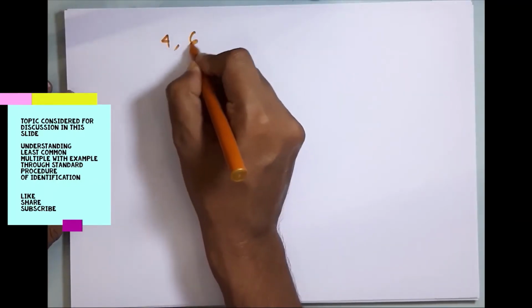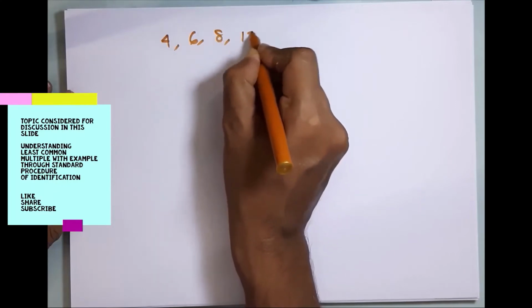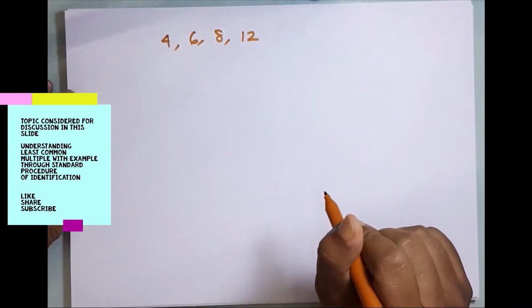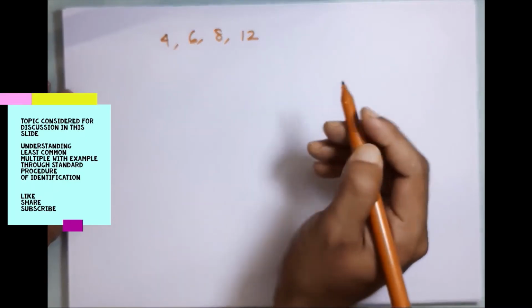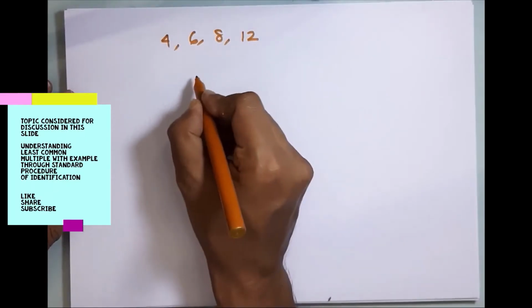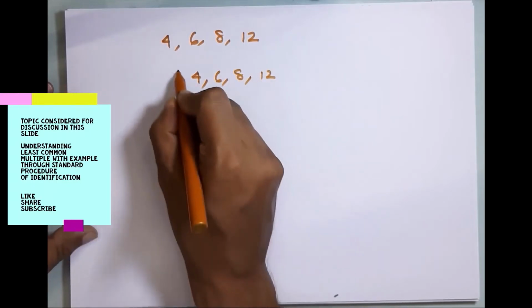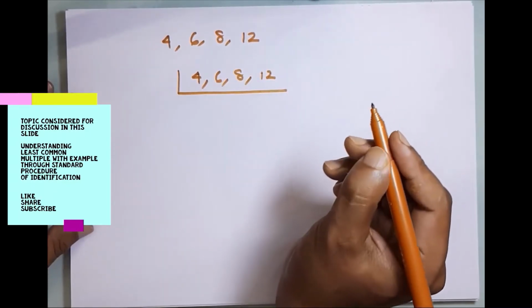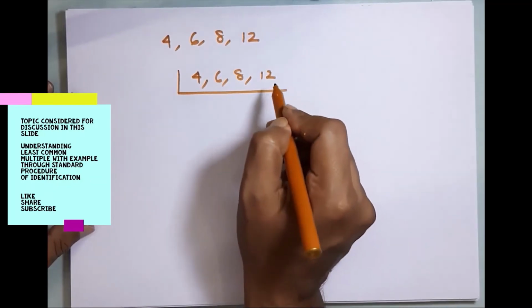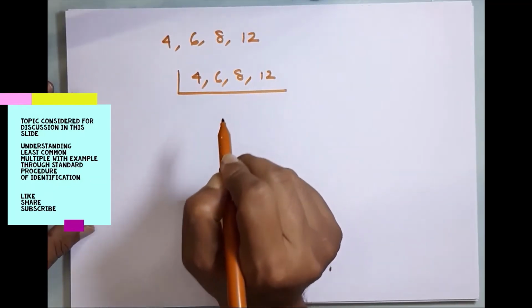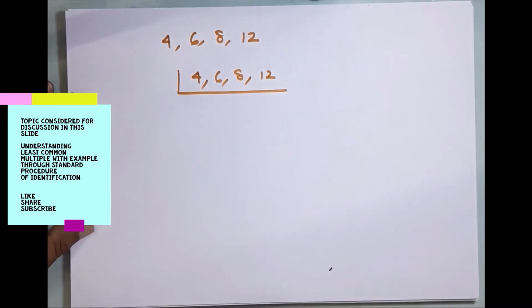So probably 4, 6, 8 and 12. If we have been asked to identify the LCM of 4, 6, 8 and 12, what exactly do we have to do? We'll first write it down like this: 4, 6, 8 and 12, and then we'll identify a common factor by which all or most of the numbers are divisible. We'll keep on dividing using factors till we ultimately get 1 against all those numbers for which we have been asked to identify the LCM.